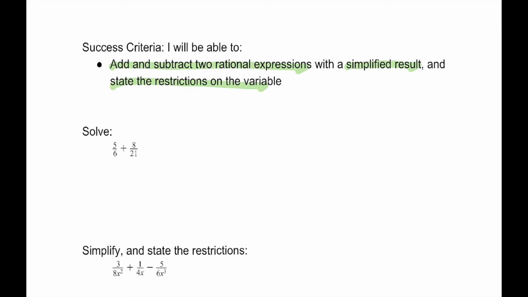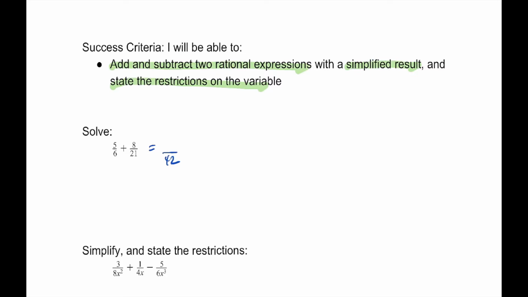So let's do this in 2 ways. Traditionally, we say, what's the lowest common multiple of 6 and 21? If you're really good with numbers, you may say it's going to be 42. So we could convert each of those fractions to have a denominator of 42. So 5 over 6 to something over 42. We need to multiply the top by 7, because 6 times 7 is 42.